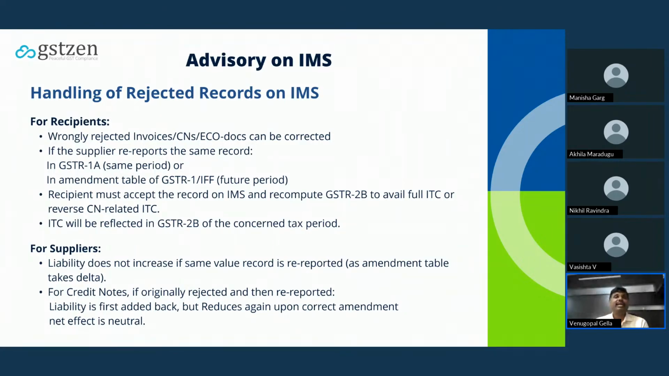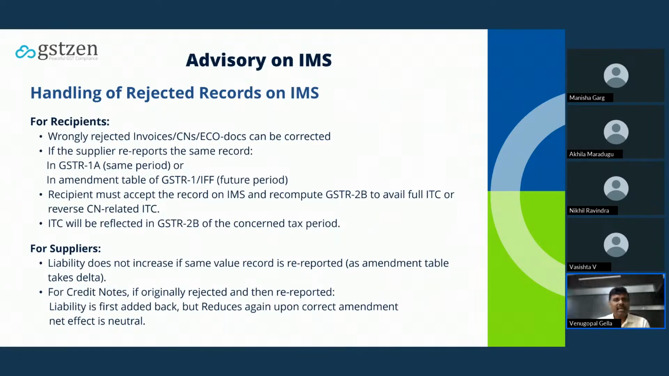ITC will be reflected in the same tax period, the period in which the action has been taken. If you have taken action after 13th, it will be next month. Whenever you are doing it, it will go to that concerned tax period. So from the supplier's perspective, there will not be any increase in the liability. It is only re-reported. And for credit notes, if something is originally rejected and re-reported, the liability gets added back, but the reducing happens only if the correct amendment is happening.